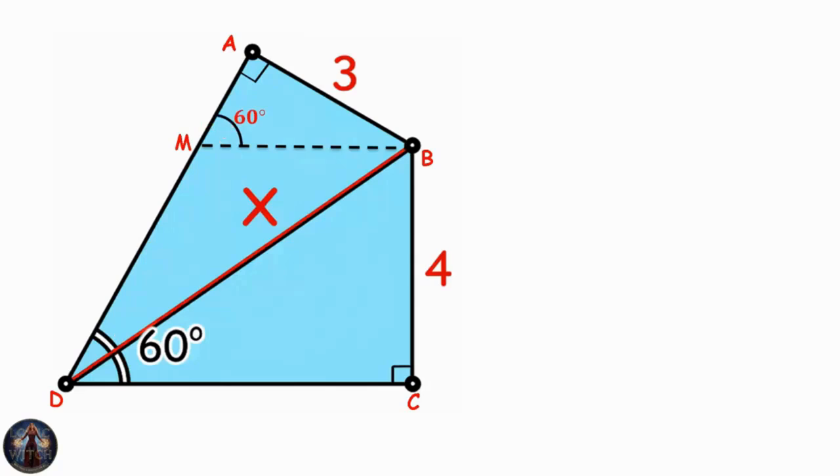Taking triangle AMB, we can write that AB upon BM is equal to sine 60. Substituting the value of AB and sine 60, you will get 3 upon BM is equal to root 3 by 2, and on solving this, we'll get BM is equal to 6 by root 3.